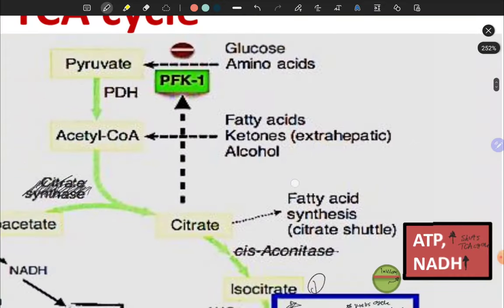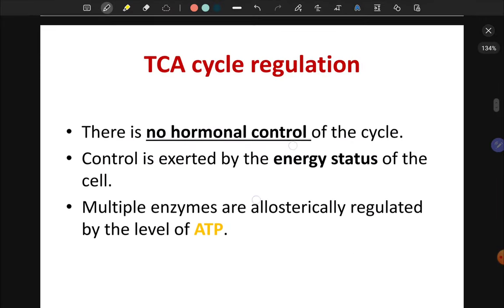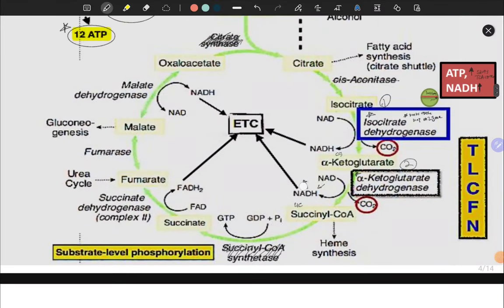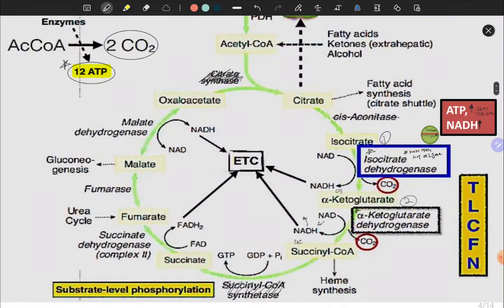So we said regulation, it was easy. Just remember the two enzymes here and how they are regulated and what they need to work. Okay?